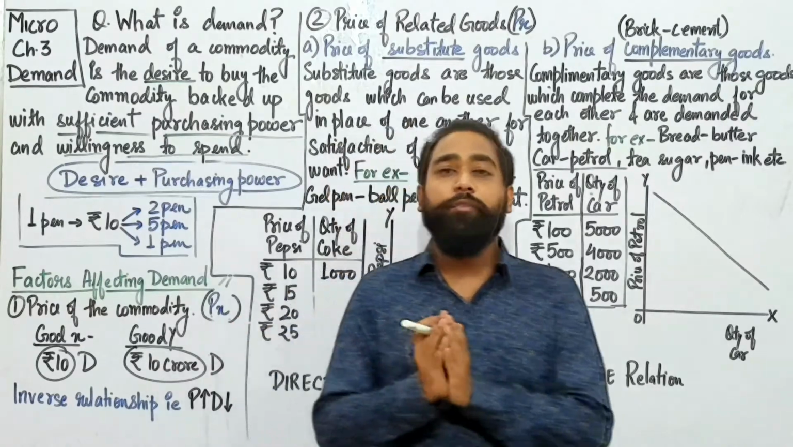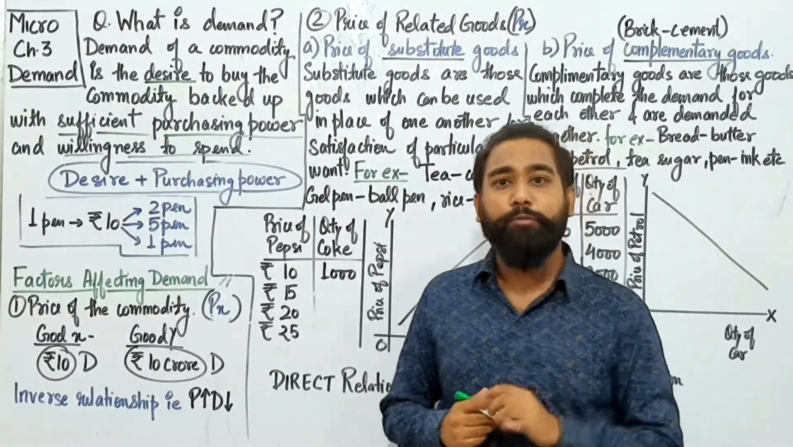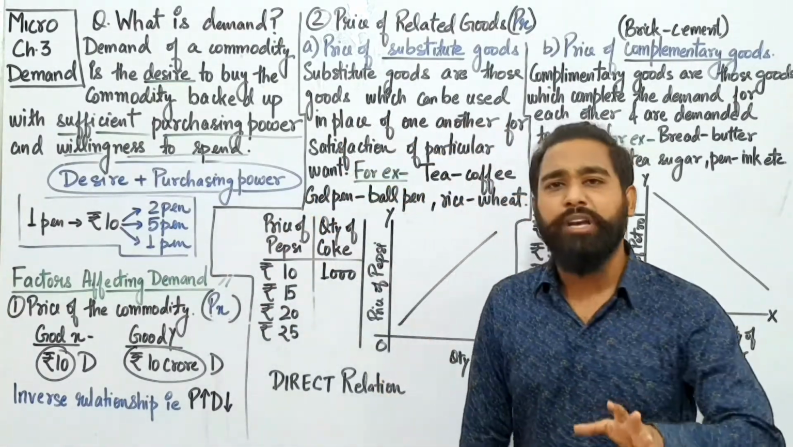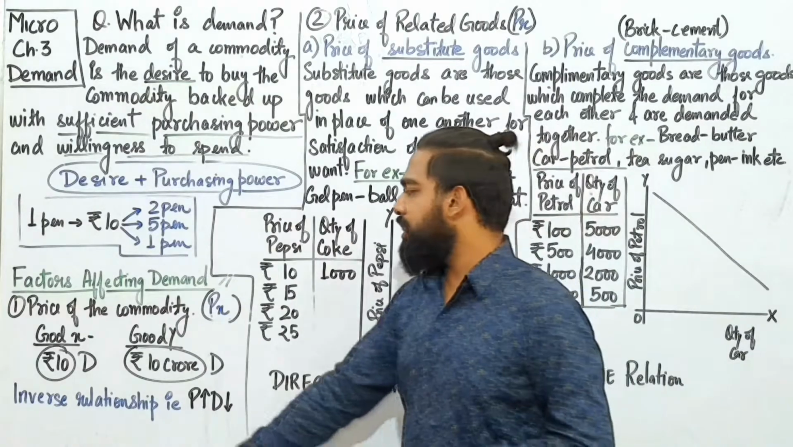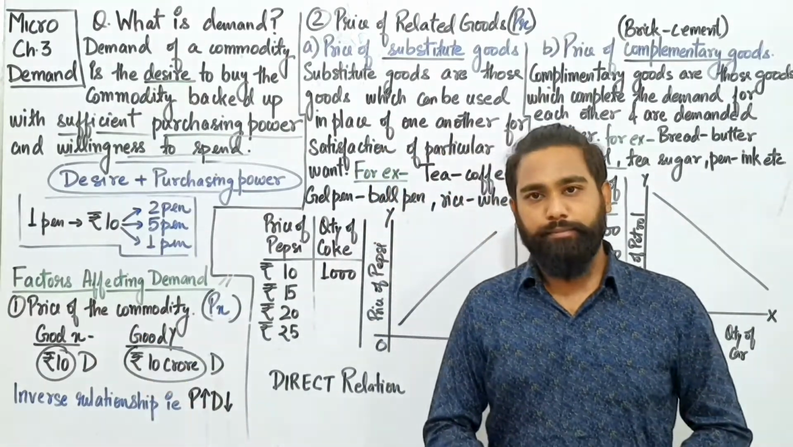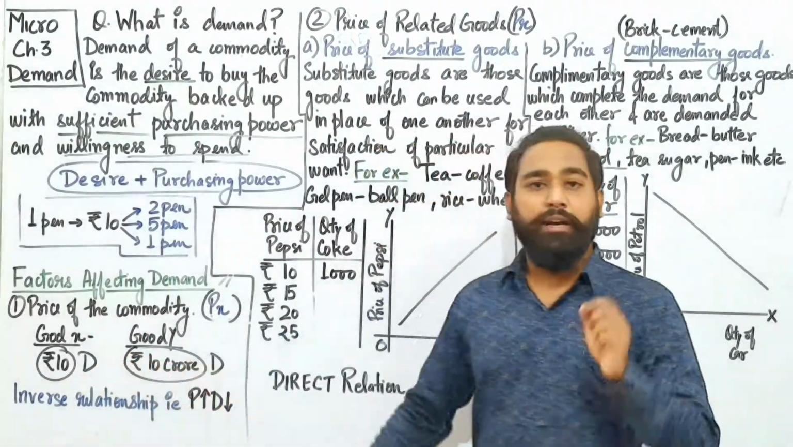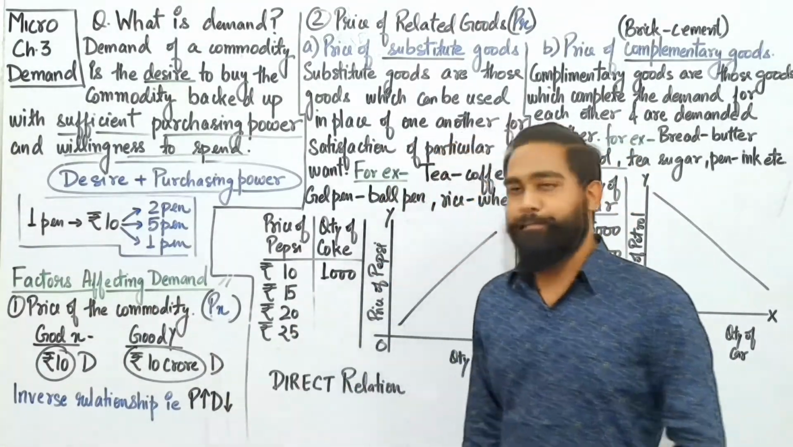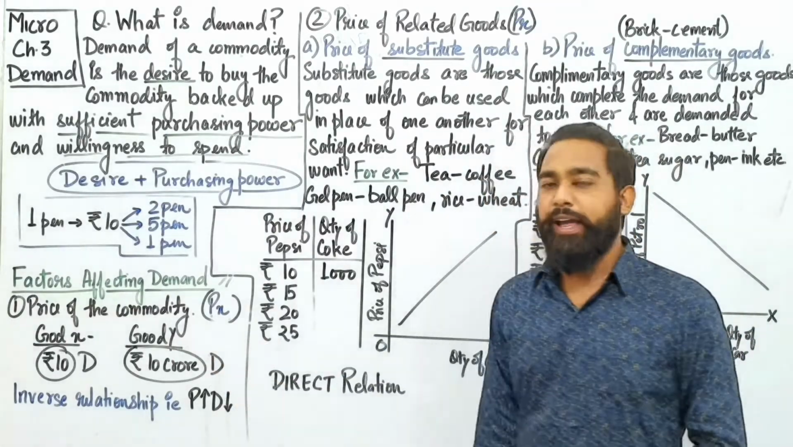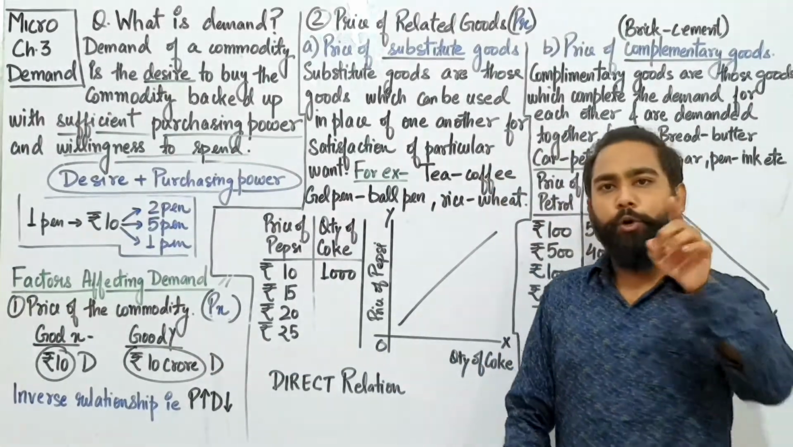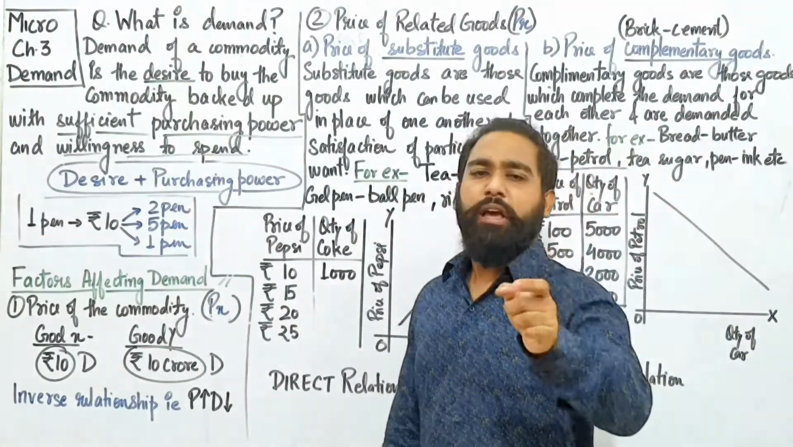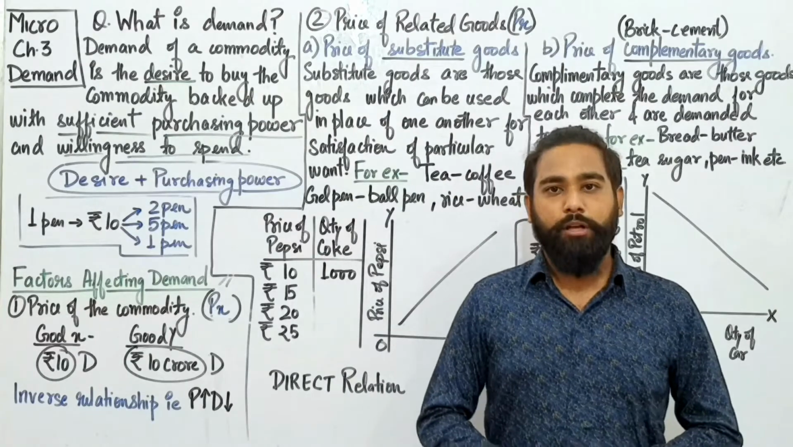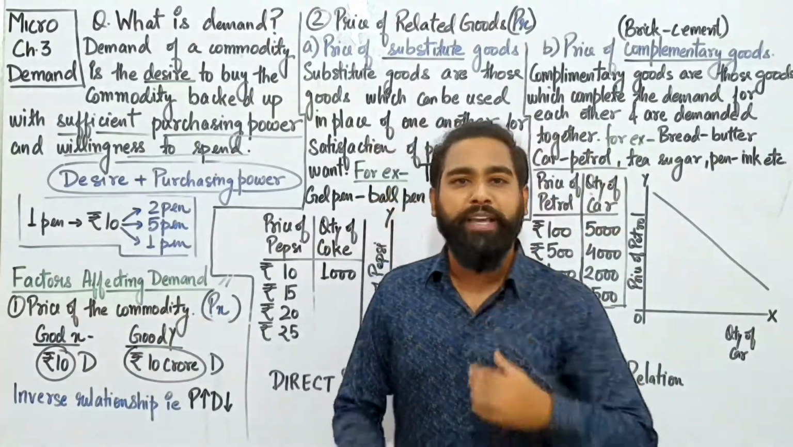Suppose there is a commodity which is very expensive. Will you be able to buy that? No. So its demand will be very low. For example, how price affects. Suppose there is a good X of rupees 10. And there is some other good, good Y, that is of 10 crore. You use your brain and tell me, which of these goods will have a higher demand? Which of these goods will be demanded more by the people?